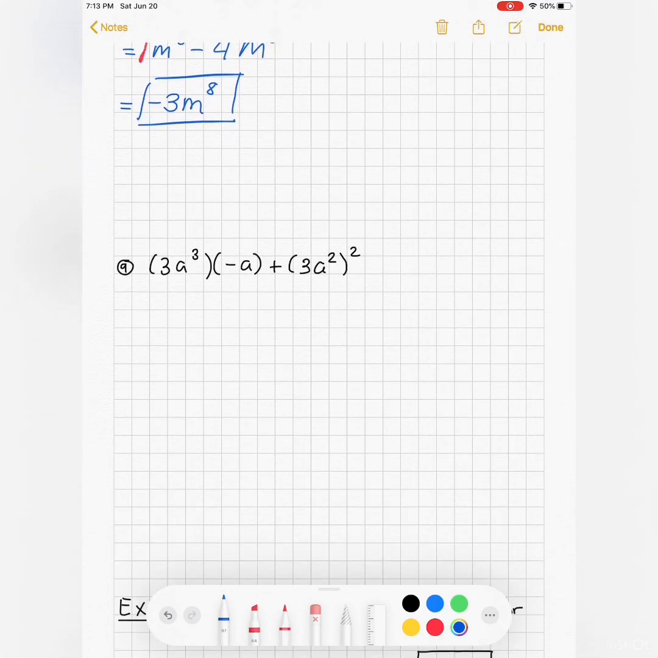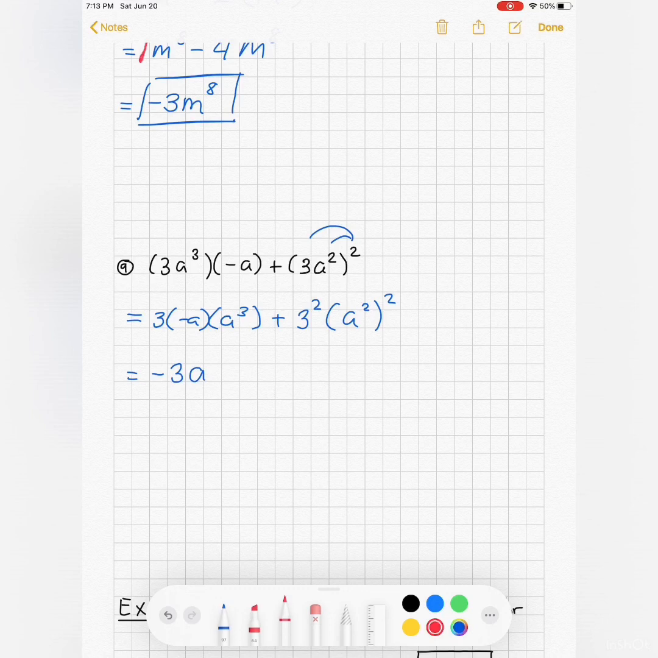Okay, let's see here. So let's see, I have, let me rearrange. 3 times negative a times a cubed plus, let me distribute that too. So negative 3, and then I have a to the 1, and then a cubed plus 9a to the 4th. Okay, so negative 3a to the 4th plus 9a to the 4th. And I actually have like terms there again. So that gives me 6a to the 4ths.